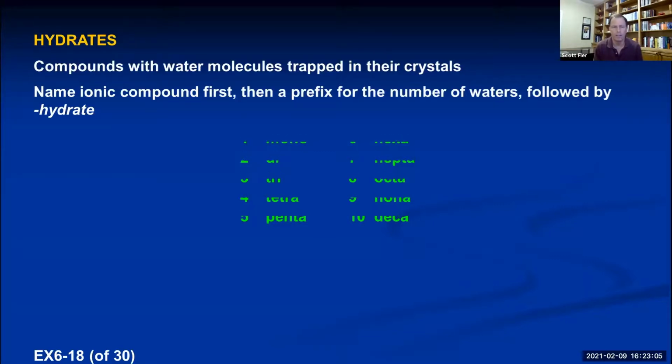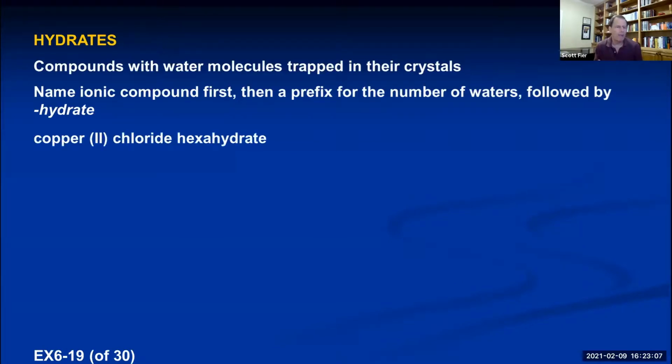Okay, so with those in mind, here's what a compound's name would look like if it's a hydrate. We say the ionic compound name first, copper 2 chloride, and then what does it say after that? A prefix followed by the suffix hydrate. So if you're dozing off right now and not really paying attention, then when you see that hexahydrate, you won't have any idea what that means when you see it on the activity today. But it's telling you the number of water molecules because hydrate stands for waters.